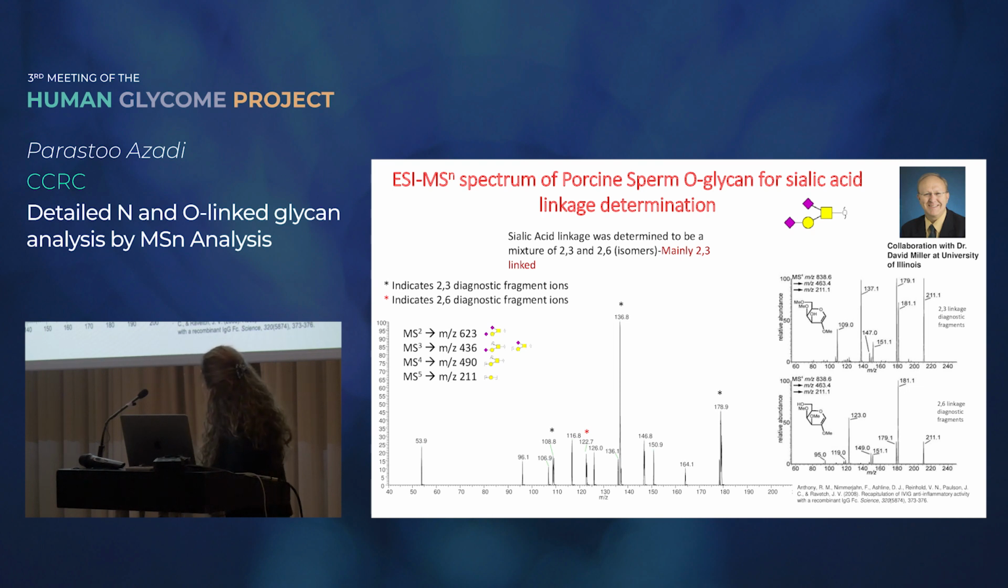And interestingly, we did MSMS, and we went to MS5 in order to do linkage analysis using permethylation and be able to distinguish between 2,3 and 2,6 and the ratio of the 2,3 to 2,6. And we found that the sialic acid was determined to be a mixture of 2,3 and 2,6, but mainly 2,3 linked sialic acids. So it is believed that Siglecs are playing a part in here because of sialic acids. So maybe a combination of sialic acids, Lewis structures, and the bisecting GlcNAcs could be playing a role here.